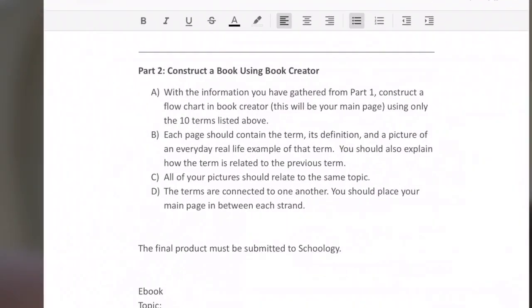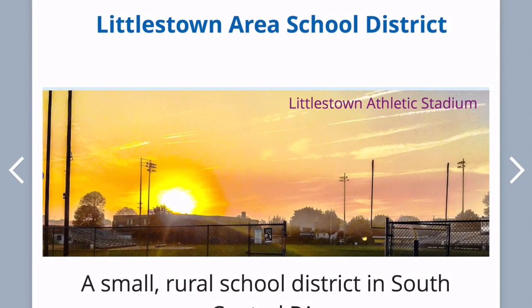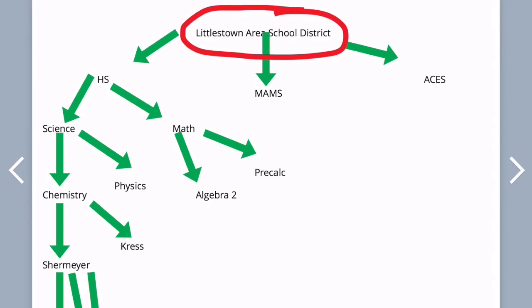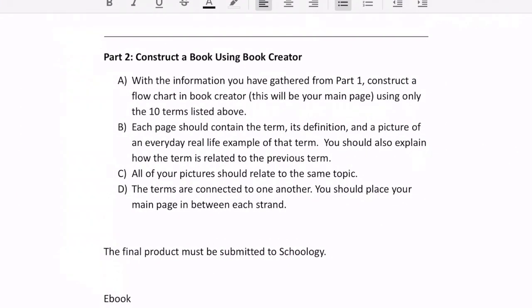If you go back to the explanation, all of your pictures should relate to the same topic. So all of my pictures in my ebook now should relate to Littlestown Area School District. So we have the high school, we have science, chemistry, and then Miss Schermeyer and Miss Cress. The terms are connected to one another. You should place your main page in between each strand.